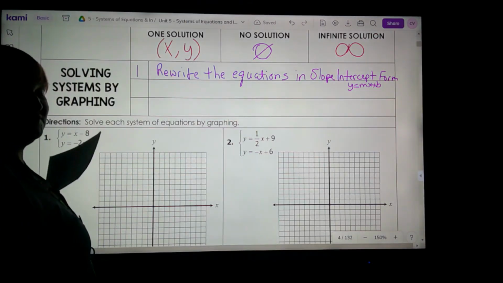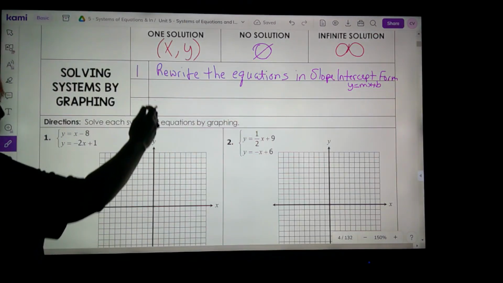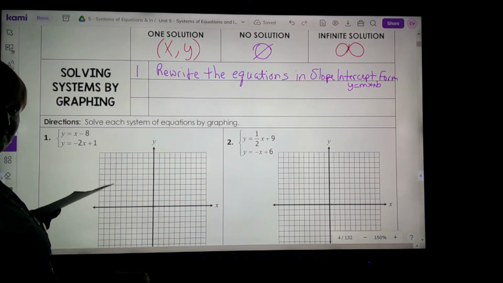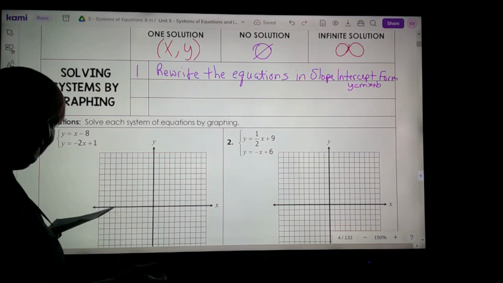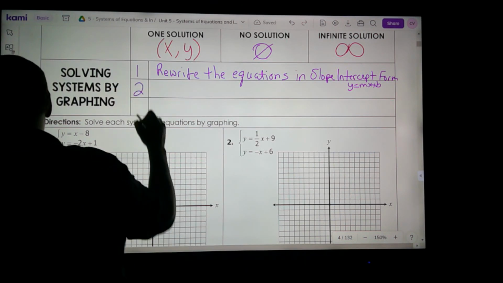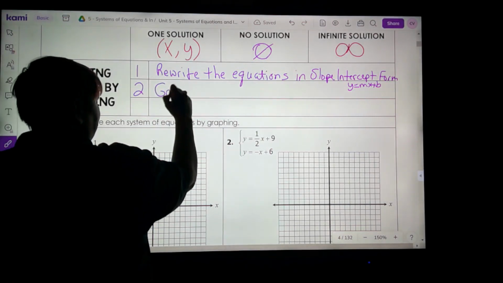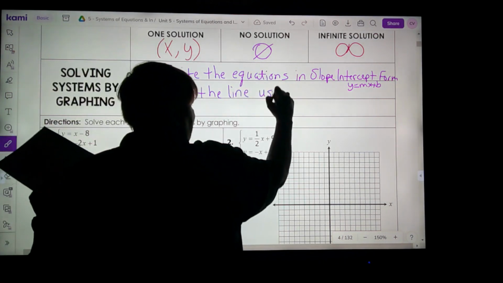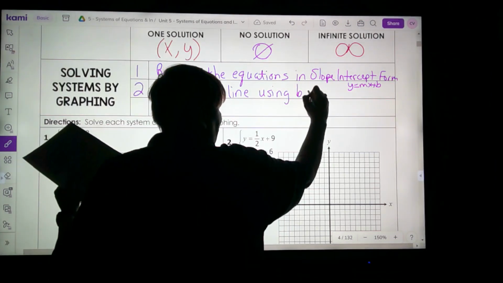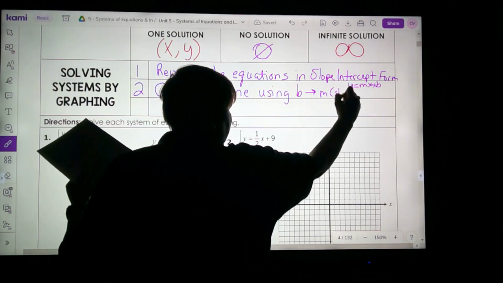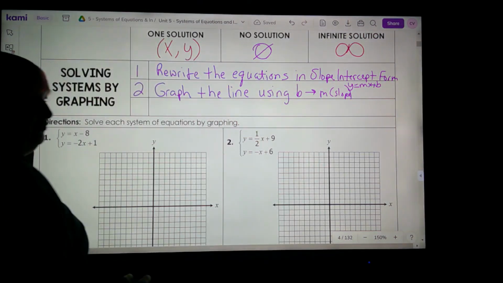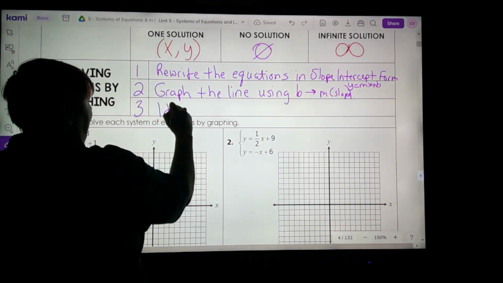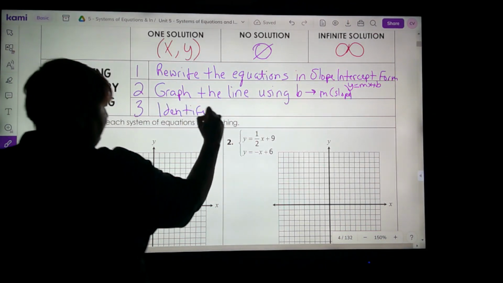That's why we focused on that so hard. If the equation is not in y equals mx plus b, we have to convert it. If it's halfway there, we need to finish converting it. If it's out of order, we need to put it back in order. Step two, graph the line using b, and then m, slope. Use your y-intercept and then use your slope. And then step three, identify the solution or solutions.